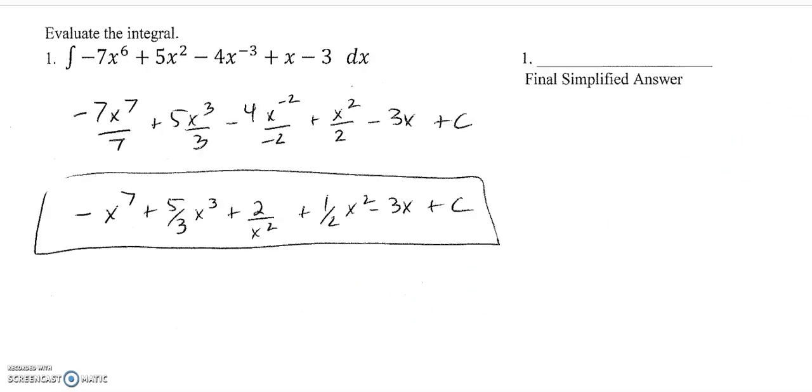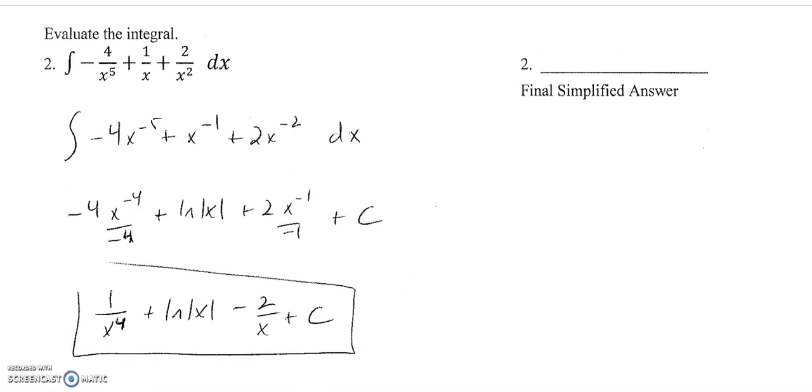Question 2. Question 2 is to evaluate the integral of negative 4 over x to the 5th plus 1 over x plus 2 over x squared dx. It's always best to simplify first, get it ready to take the integral. And what I mean by that is we want the coefficient in front, variable, exponent. So when we have minus 4 over x to the 5th, we can rewrite it.